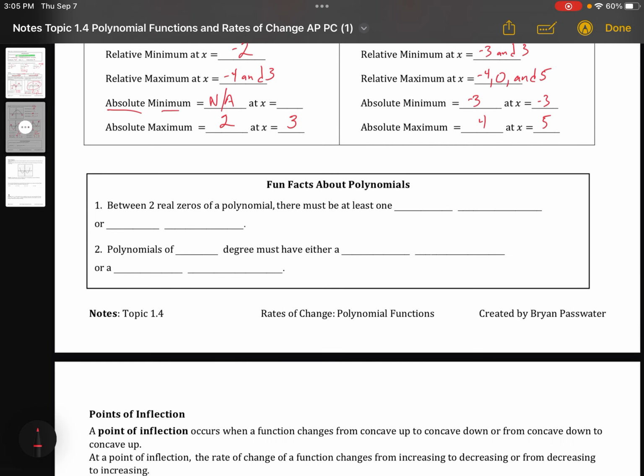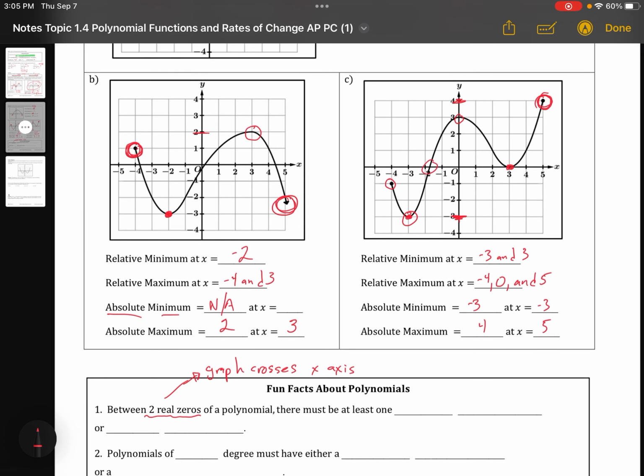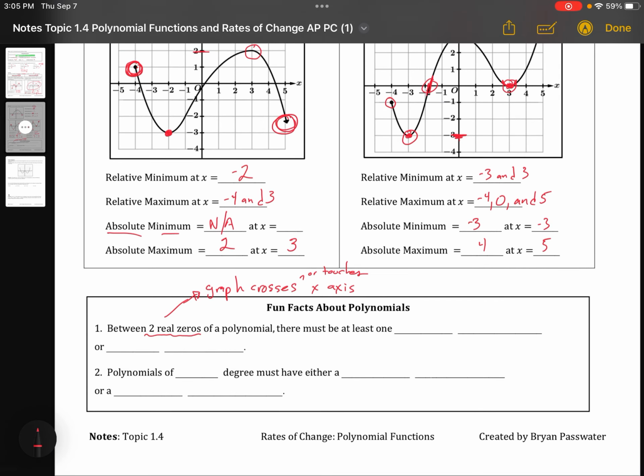We do have some fun facts about polynomials right here. The first one says between two real zeros of a polynomial, there must be at least one blank or one blank. Now, just a reminder, two real zeros. I don't remember if we've talked about this yet this year, but the zeros of a graph, this is where the graph crosses the x-axis. Right? So for example, if we come up here, that would be a zero and that would be a zero. Even though that's a bump, right, and this is a cross, those are still zeros because it crosses, and I guess I should put or touches the x-axis. Okay, so those are between two real zeros. There must be at least one local maximum or a local minimum.